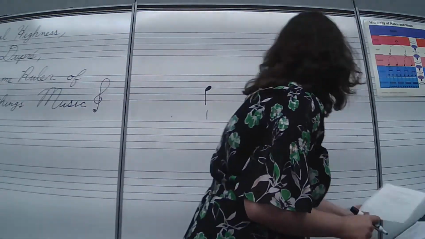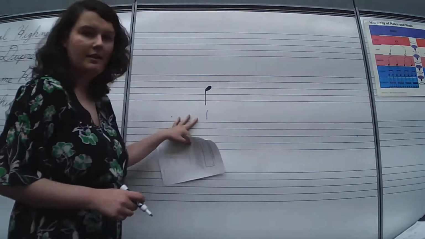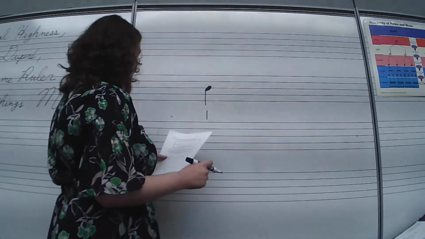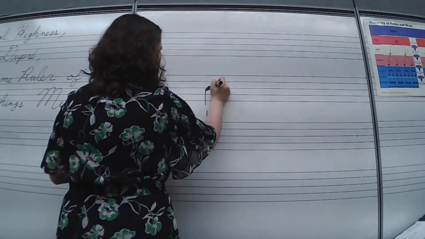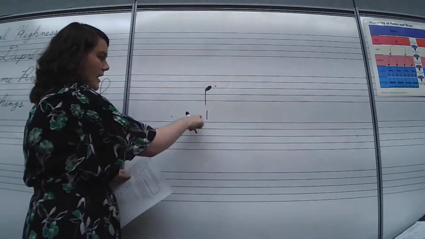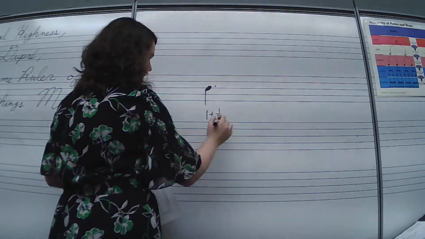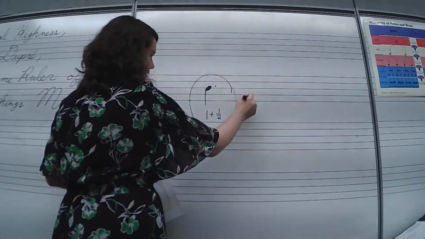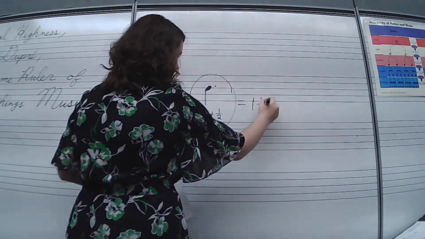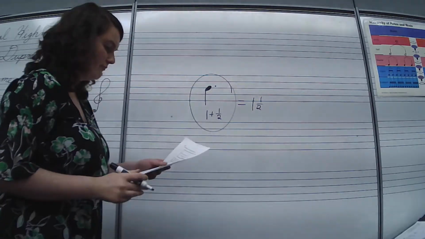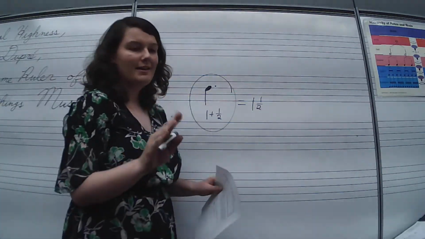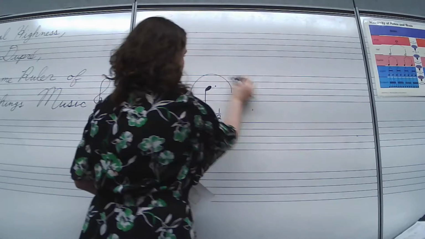Okay. So quarter note, had to pause it, sorry. Quarter note is 1 beat. If we add a dot, that's going to add half of that beat. So we have 1, half of 1 is a half. Therefore, a dotted quarter note equals 1.5 beats. You can do this with any type of note ever.